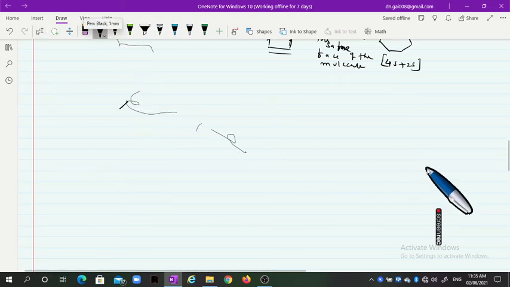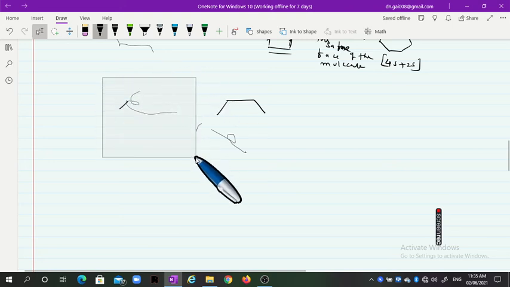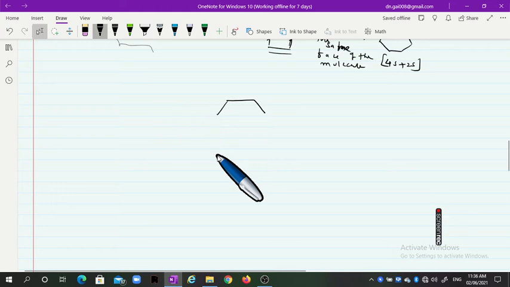Okay, we have an example. Before that, we will remove this. Butadiene is added to ethylene. We will use the same example for explaining the meaning of the antarafacial mode of addition.